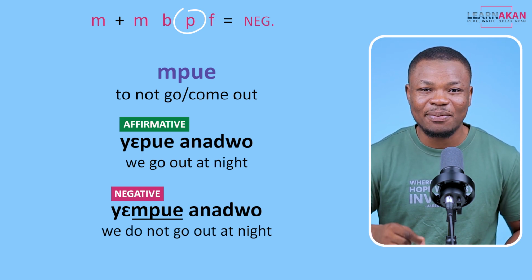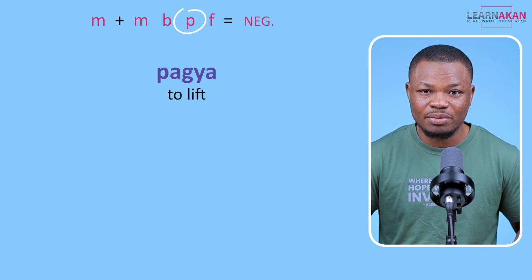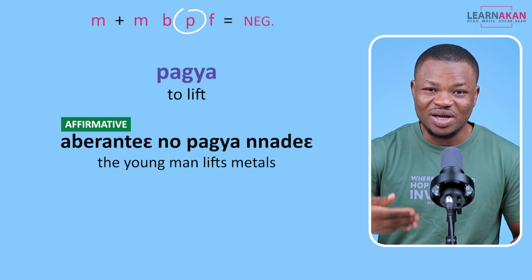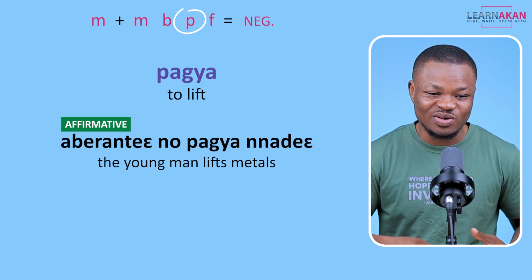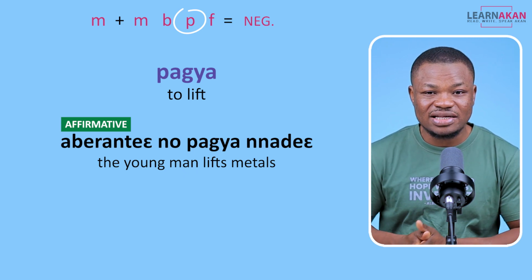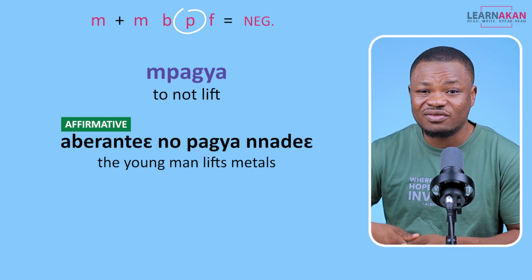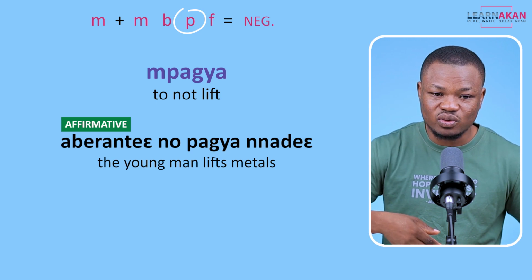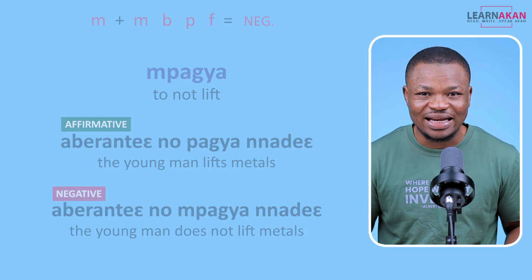Another verb that starts with the letter P that we can use here is peja, and that is to lift. So we can say abrantie no peja nadie. The young man lifts metals. As you can see, this is in a positive state. And since the verb starts with the letter P, we simply attach to the front of it, and we have the negative form, mpeja. So the sentence will change into the negative as abrantie no mpeja nadie.